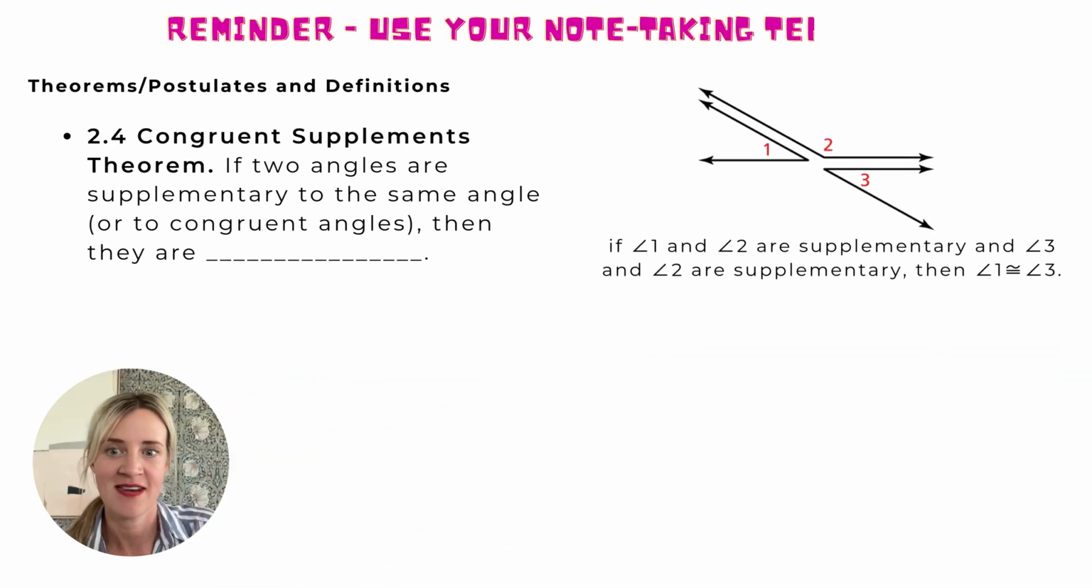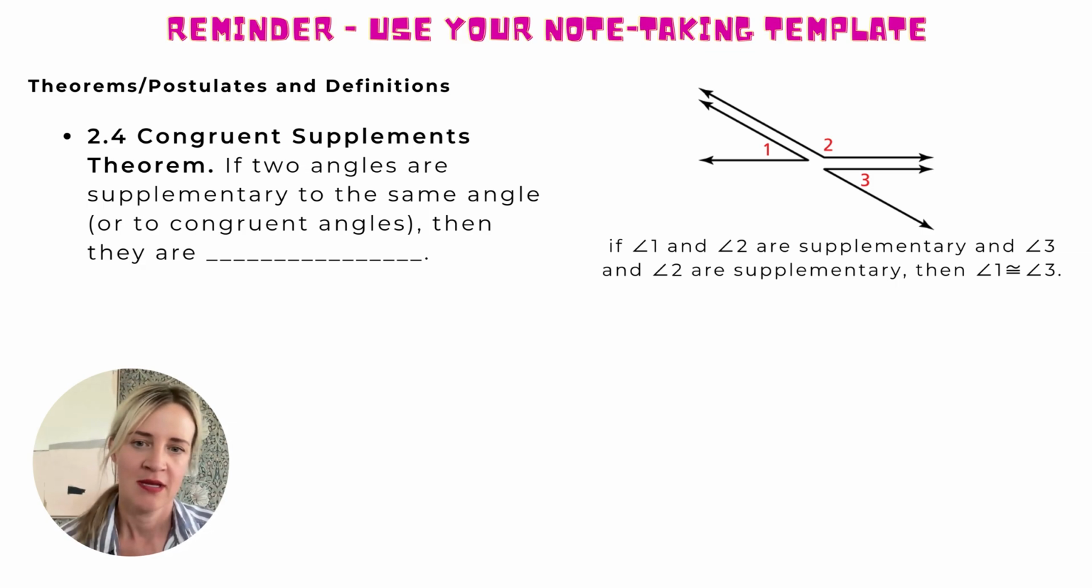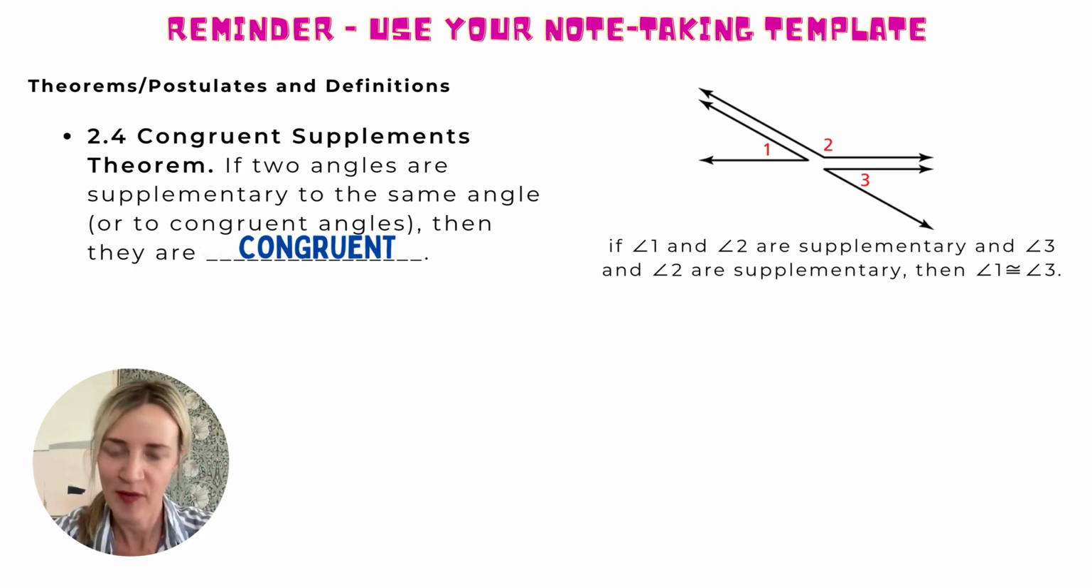All right, the next theorem, congruent supplements theorem. We've gone over supplementary angles, two angles whose sum is 180 degrees. So I want you to think straight line. What two angles will create that straight line? The congruent supplements theorem says if two angles are supplementary to the same angle or to congruent angles, then they are congruent. It's kind of like that transitive property there.